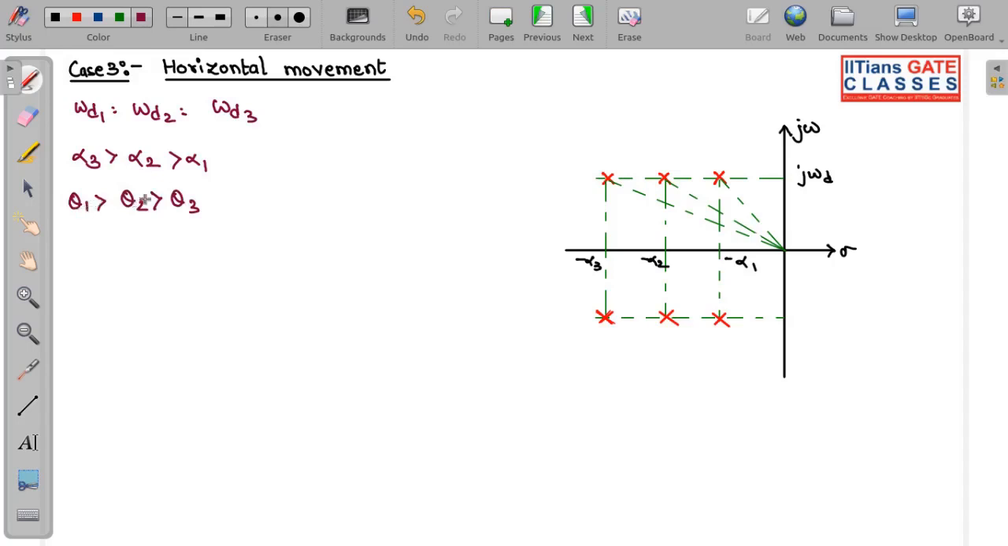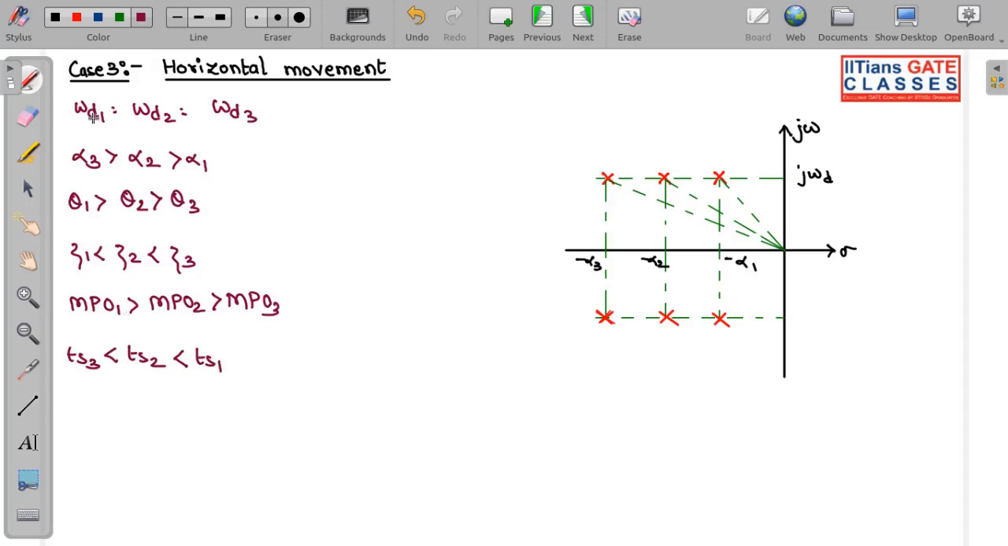Now if theta 1 greater than theta 2 greater than theta 3, I have already told you that theta and zeta have inverse relationship. So that means zeta 1 will be less than zeta 2 will be less than zeta 3. And maximum peak overshoot and zeta have inverse relationship, so maximum peak overshoot 1 will be greater than maximum peak overshoot 2 greater than maximum peak overshoot 3. Similarly, alpha 1, alpha 2, alpha 3, if this is the case, then settling time of 3 less than settling time of 2 less than settling time of 1. So this will be the order of settling time.